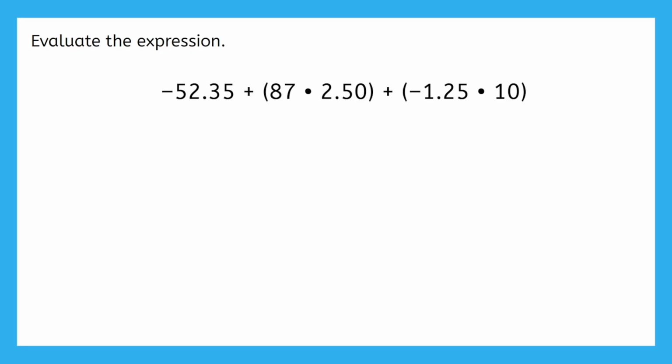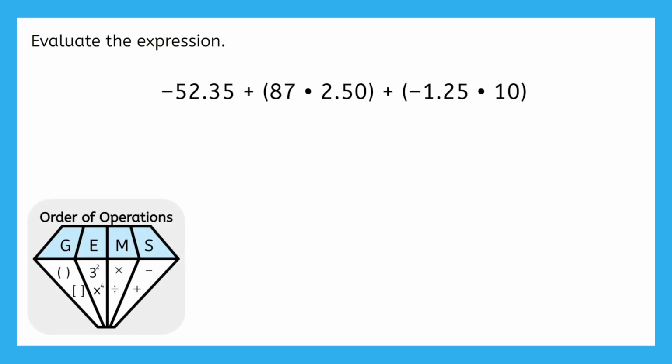What strategy do you think we should use to evaluate this expression? Right, we should just follow the order of operations, just like when evaluating expressions with integers. What operation should we do first here? Well, there are two groupings in this expression, so we need to start by simplifying each grouping from left to right. We multiply 87 times 2 and 50 hundredths.